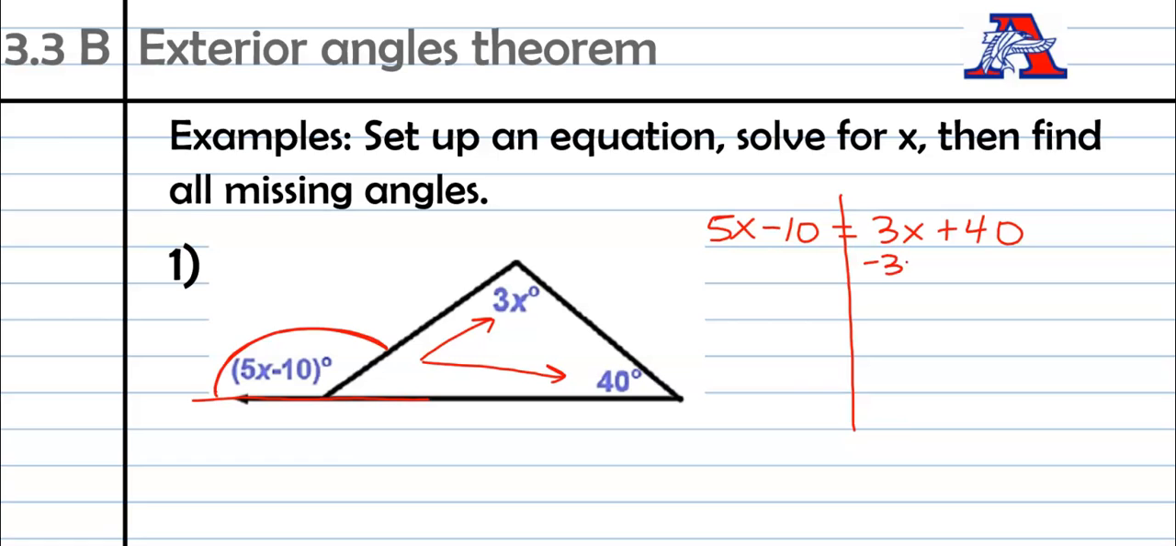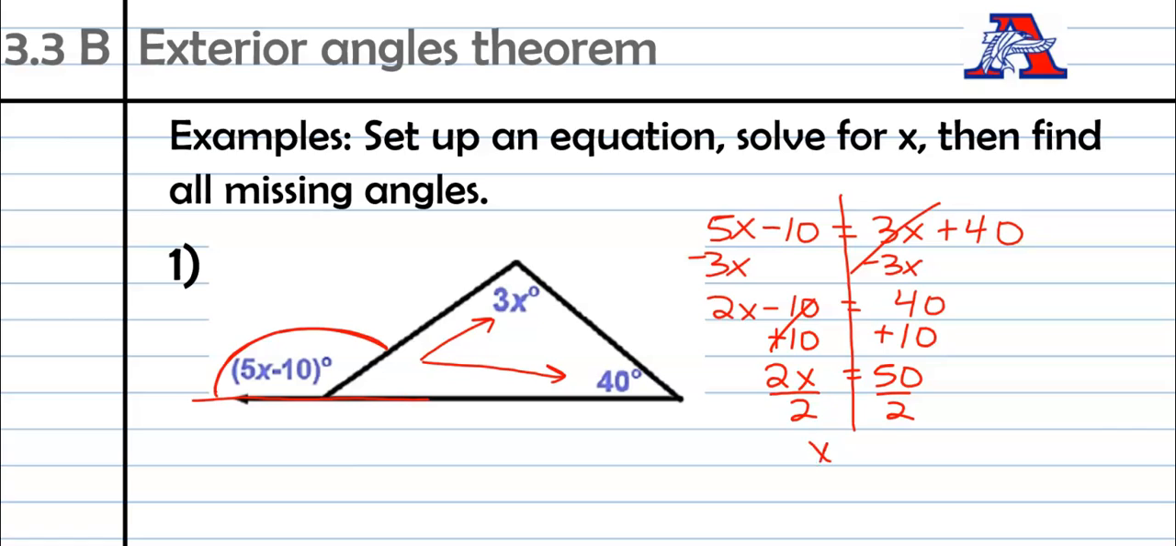I like to get all of my x's onto the left, so I would probably start by subtracting 3x from both sides, although that's not the only way to do it, but that's one way that'll work. And then we're here. Now that we got all of our variables on the left, let's get our numbers to the right. So let's add 10 to both sides. That'll leave us with 2x equals 50, and then divide by 2. And we're left with x equals 25.